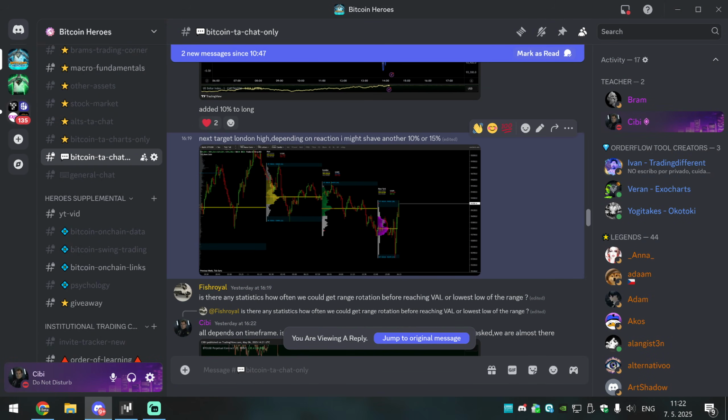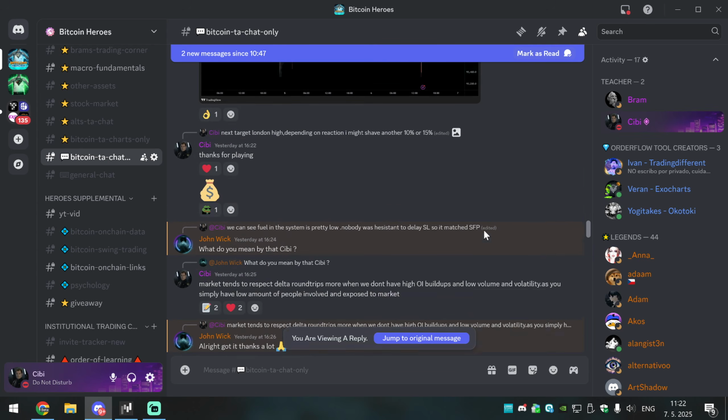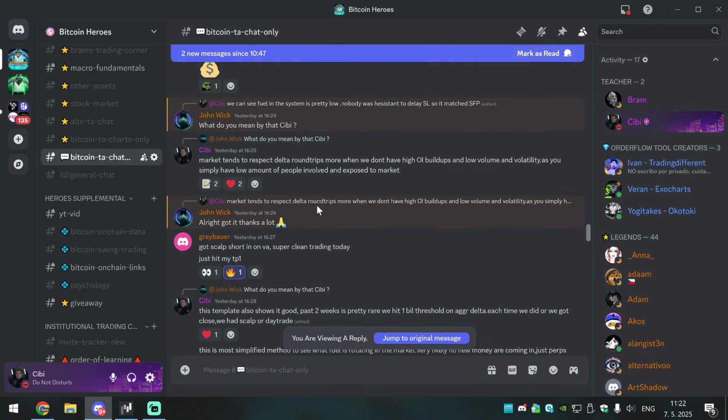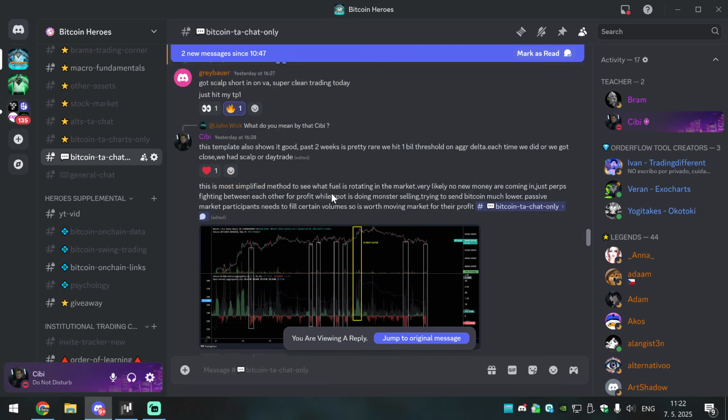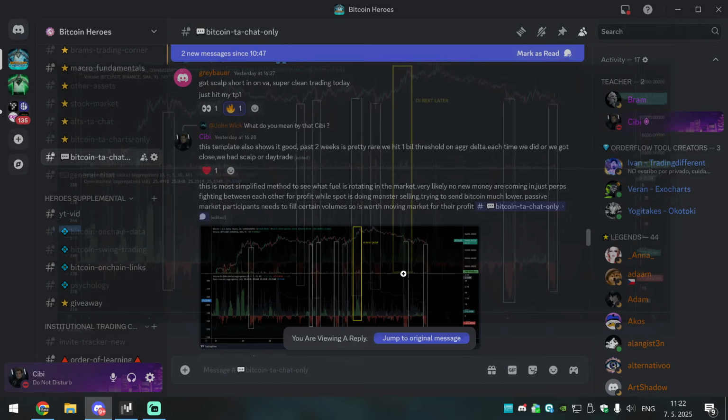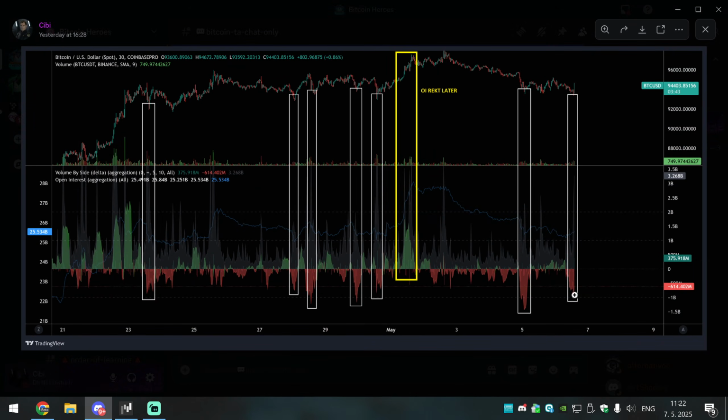And I said clearly here, next target is London. Depending on reaction, I might shave another 10 to 15%, and that's what I did. We reached that a few minutes later. And again, this template is just great. We've loaded like 1 billion negative delta, and we are pushing, same thing as in the past.